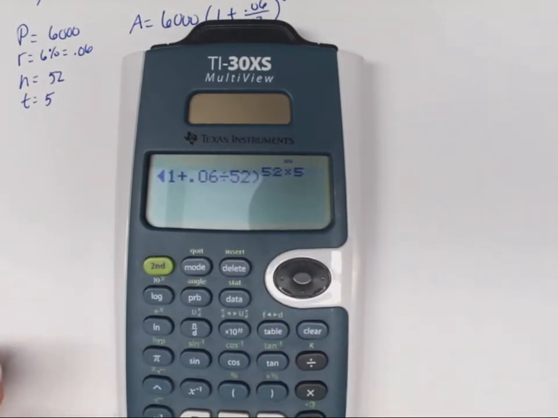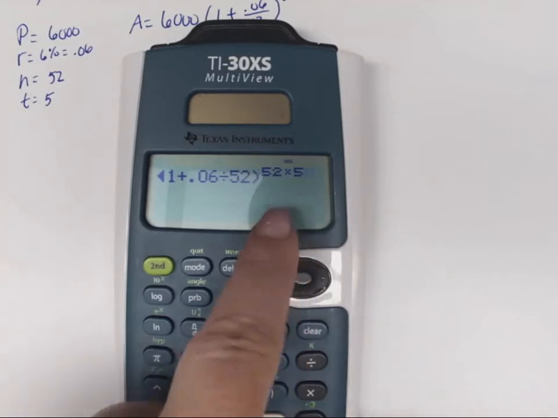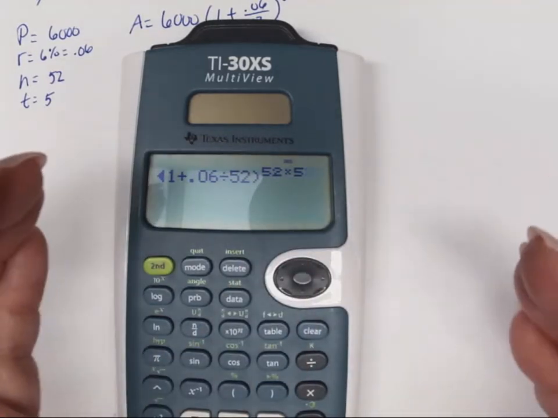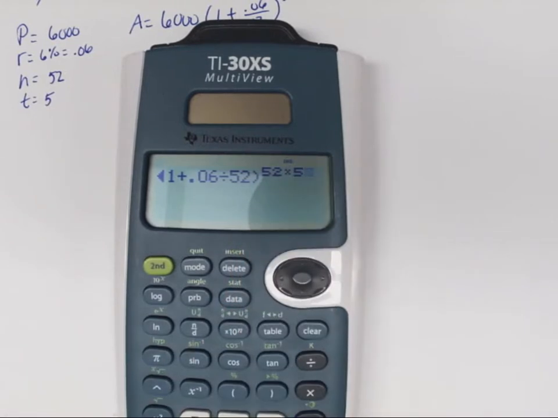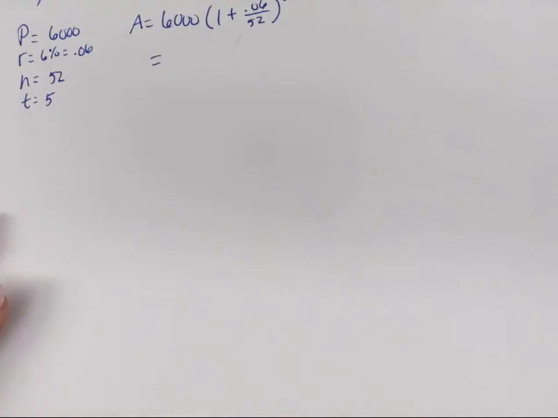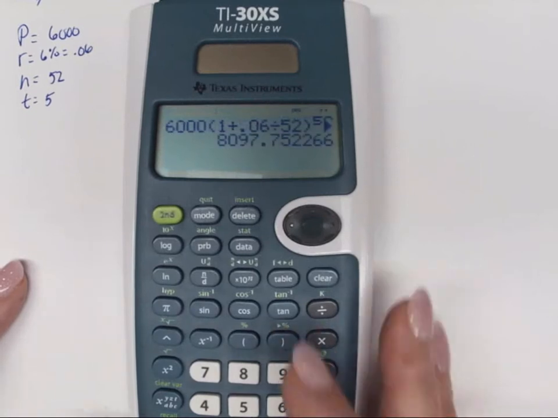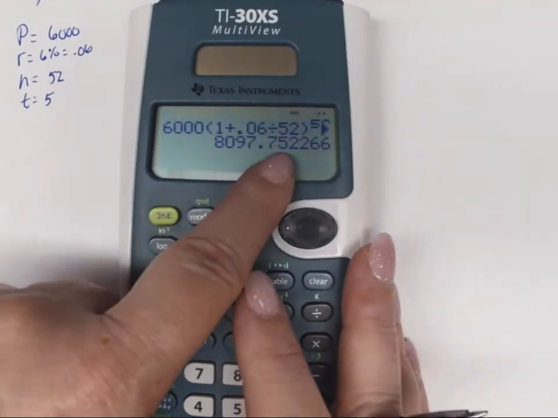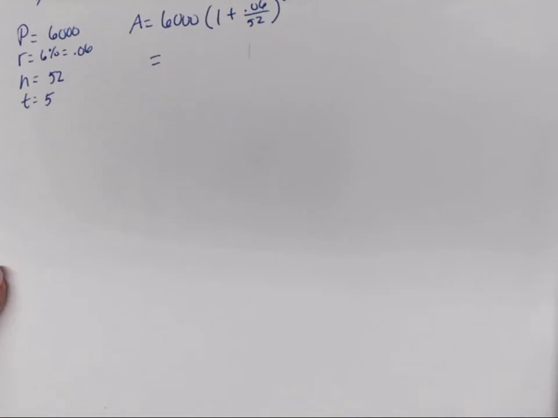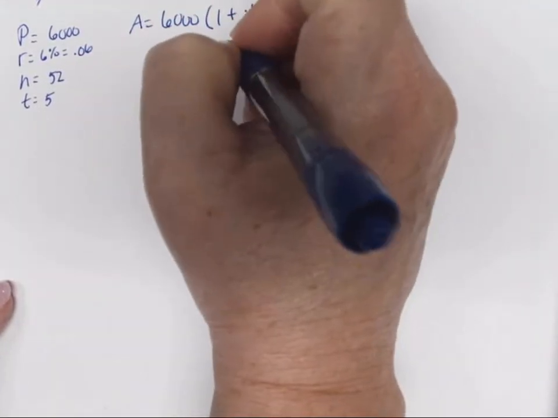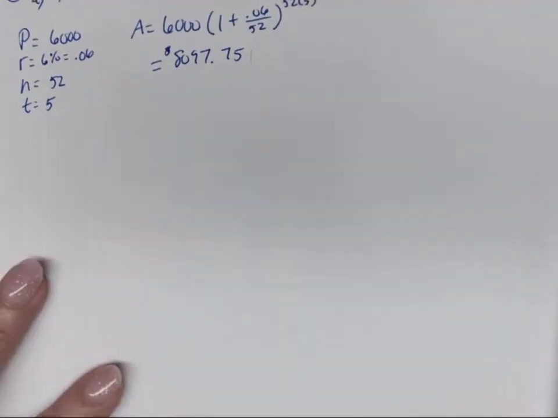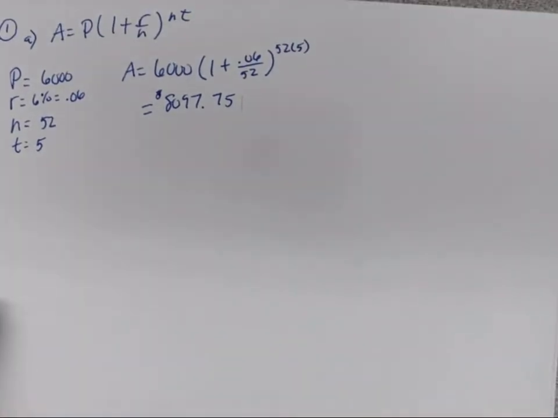If you have one of the older calculators, like the old TI-84s or TI-83s, if it doesn't give you a box, you have to put that whole thing in parentheses. Otherwise, it would only raise it to the 52 and then multiply the whole thing by 5. So you can put that in parentheses and then just hit enter. Now we're going to go to 2 decimal places because it is money. So this will equal $8,097.75. All right, so that's the first part.